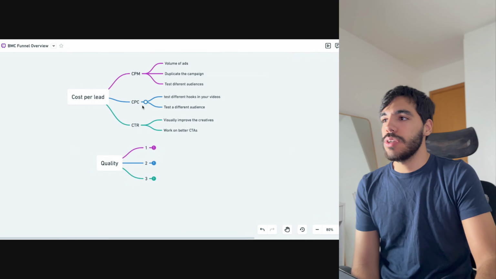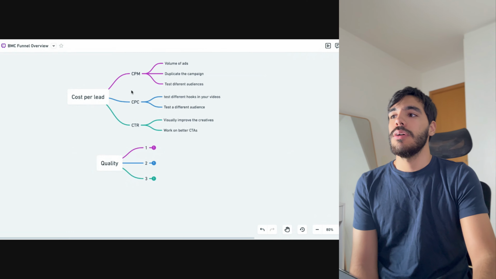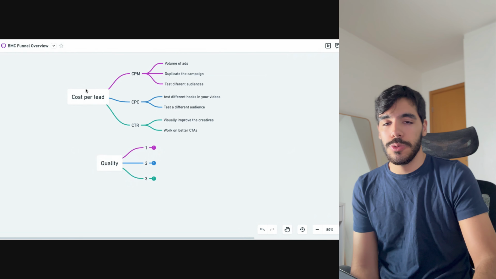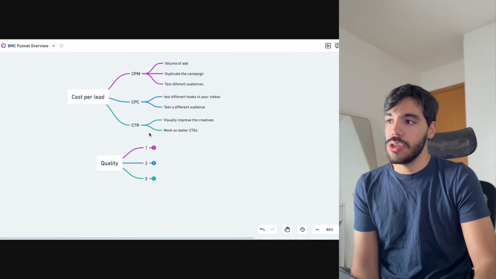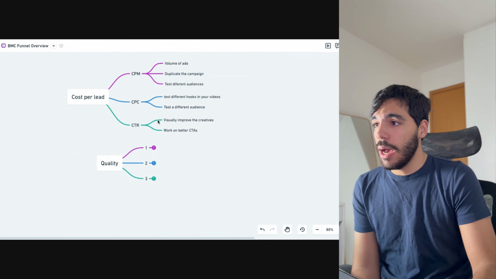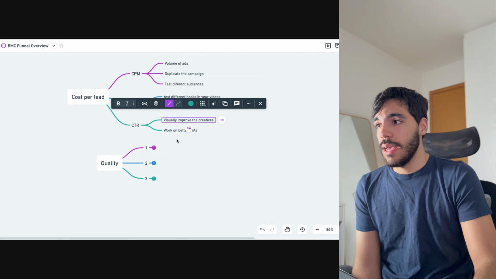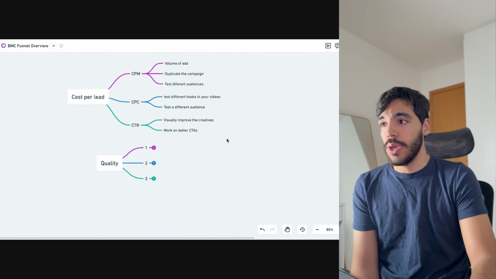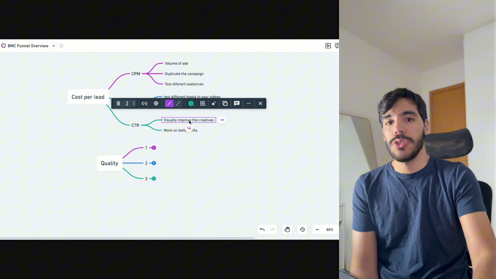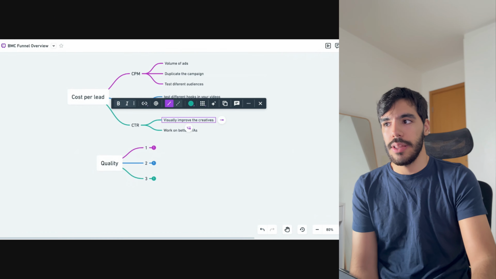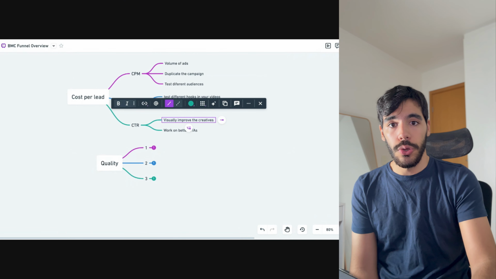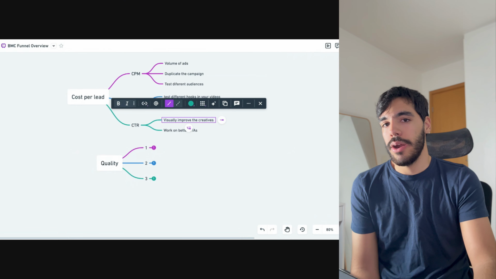So if you already have those two figured out, then you can already reduce cost per lead. And the CTR is just something that you can do to reduce cost per lead, but it doesn't matter so much. Even though I'm putting it here because it's important, right? You can visually improve the creatives and work on better CTAs, so you can get more people clicking your ad. And visually, I mean, you need to make people stop more to watch your ad. They're going to be scrolling, and the more you make them stop and focus on your ad, the better your CTR is going to be.